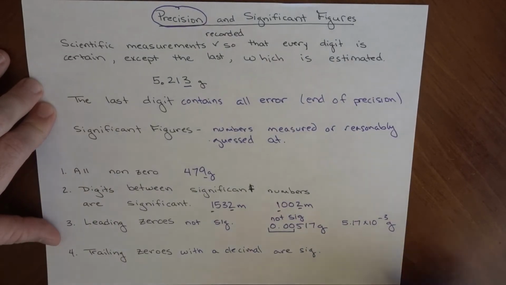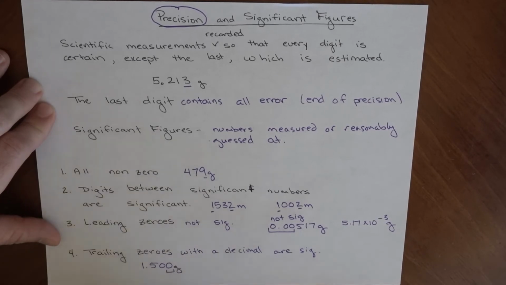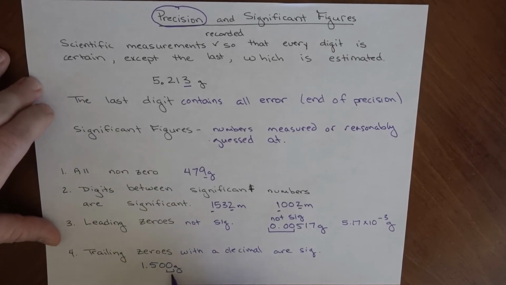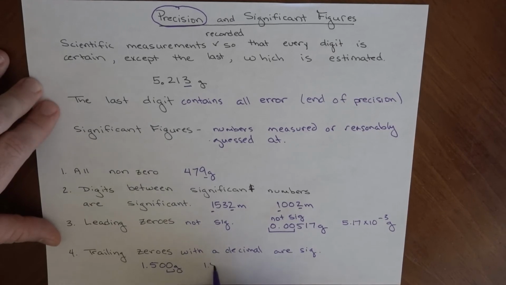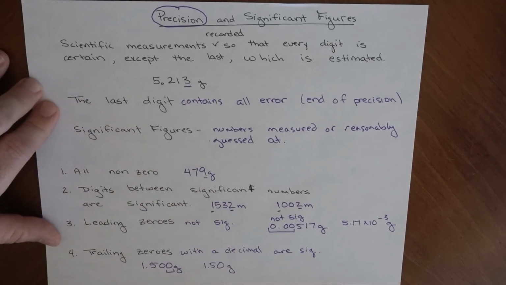So what does that mean? Okay, if I have a number like 1.500 grams, this number right here is significant. That last zero past the decimal is significant. It means that this number has been measured or reasonably guessed at. There's a really big difference between that number and this number. Okay, this has its precision all the way to the thousandths place, and this has its error all the way to the hundredths place, which means that this number is 10 times more precise than this one.